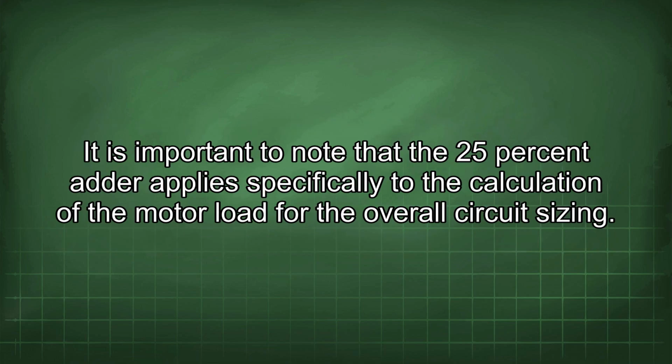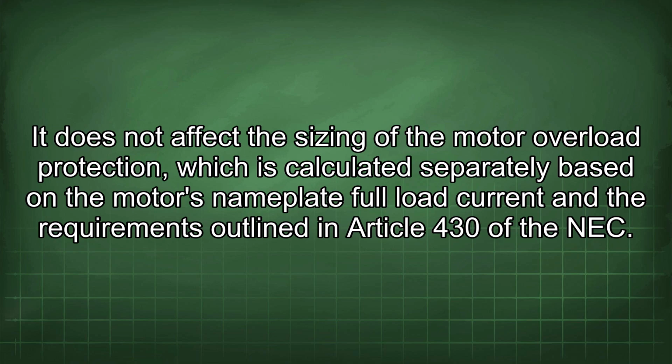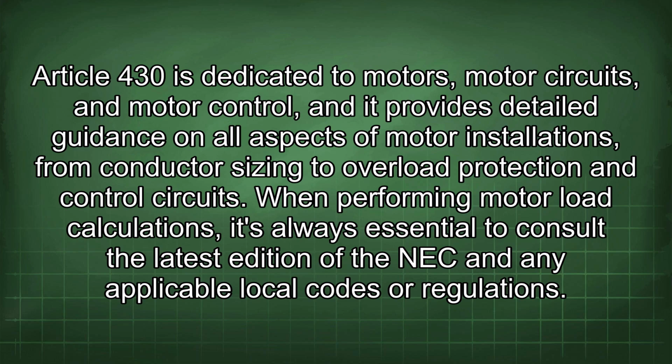It is important to note that the 25% adder applies specifically to the calculation of the motor load for the overall circuit sizing. It does not affect the sizing of the motor overload protection, which is calculated separately based on the motor's nameplate full load current and the requirements outlined in Article 430 of the NEC. Article 430 is dedicated to motors, motor circuits, and motor control, and it provides detailed guidance on all aspects of motor installations, from conductor sizing to overload protection and control circuits.